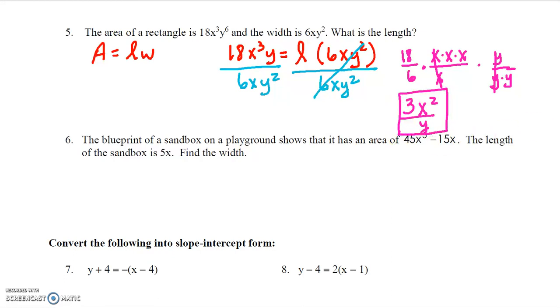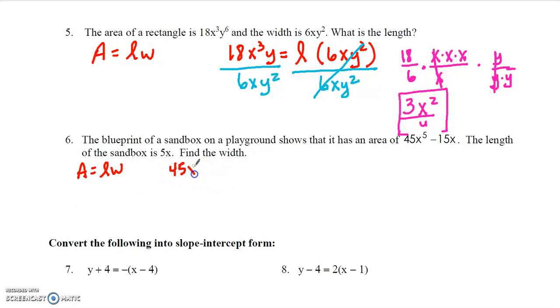Okay, so let's go to number 6. It says the blueprint of a sandbox on a playground shows that it has an area of 45x to the 5th minus 15x. The length of the sandbox is 5x. Find the width. Okay, so basically it's going to be the same thing, right? We have a rectangular sandbox. This is the formula we're going to use. Let's plug in what we know.